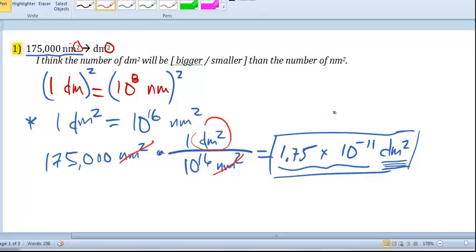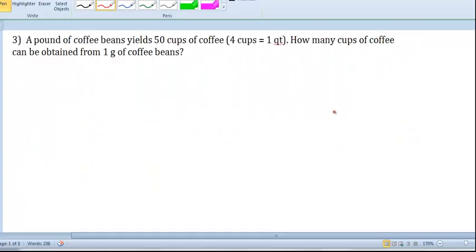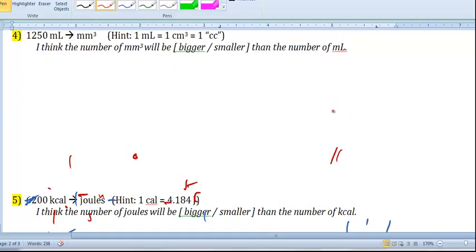Let's try another one. Let's go down. I think I picked another one out here. Yeah, let's try number 4.